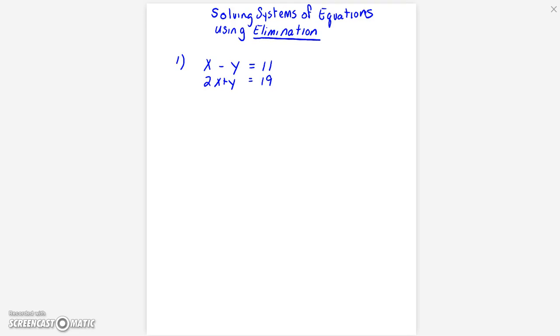We are going to be working on solving systems of equations using elimination. We've already solved systems of equations using graphing, so you can always use your calculator to check. And what I'm going to do is just go through some with you, and I want you guys to come up with the algorithm. You guys come up with the steps for what's happening.